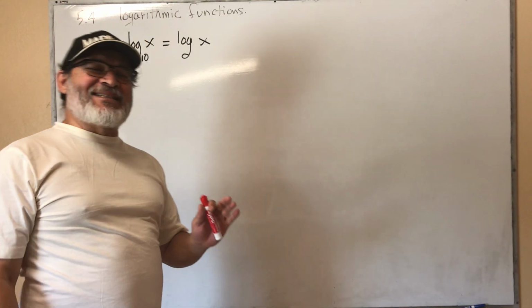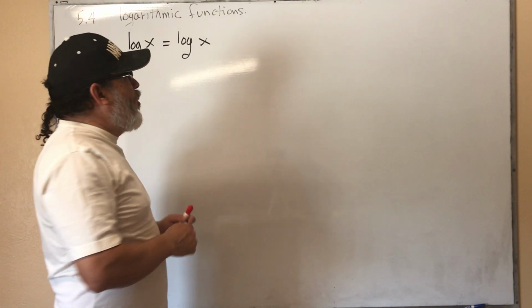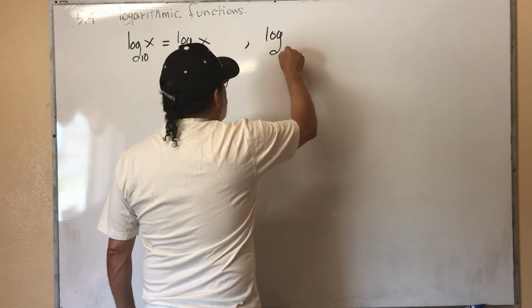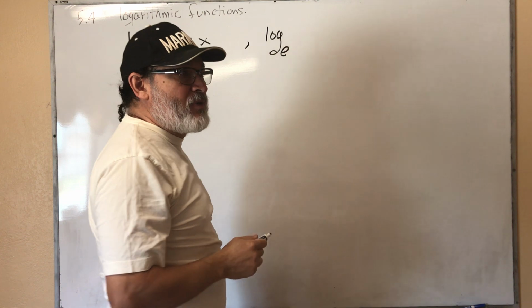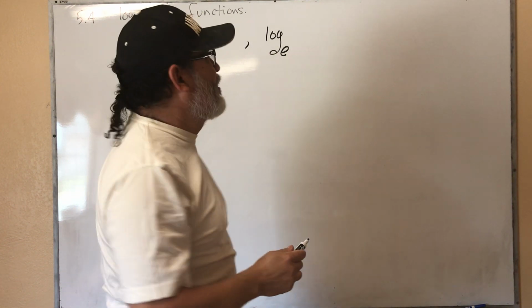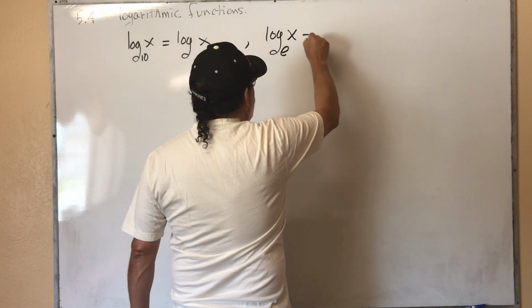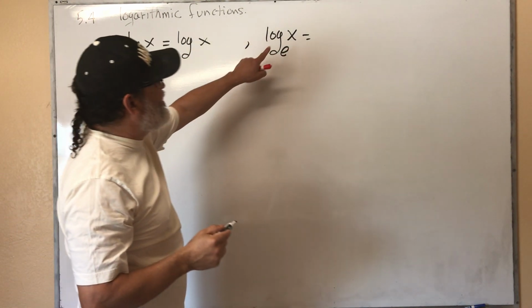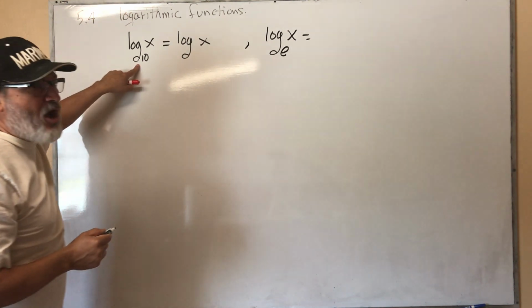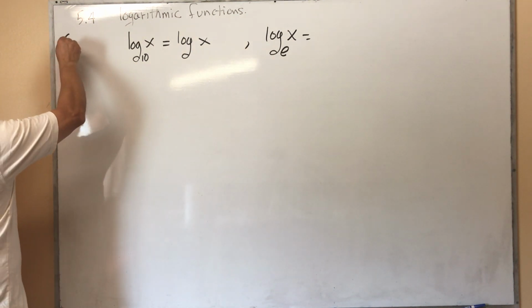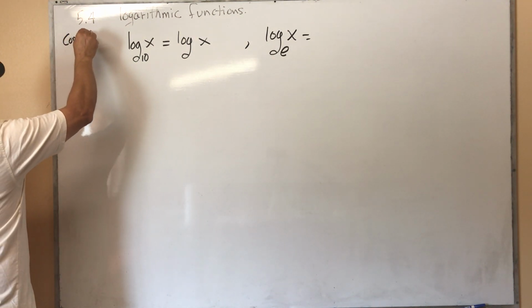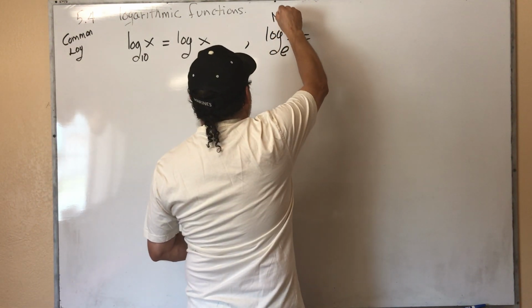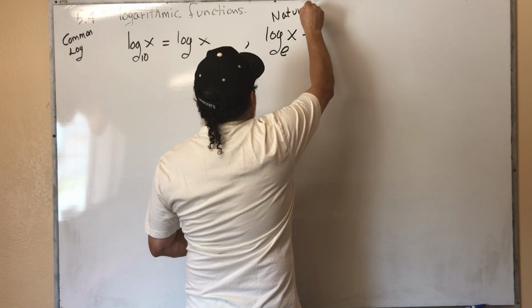When the base, I might as well just give it to you. When the base is e, log base e of x. e is a number, e is 2.71. We call this the natural log. This is the natural log. This is the common log. Common log. Natural log.